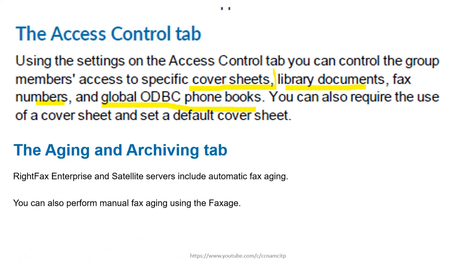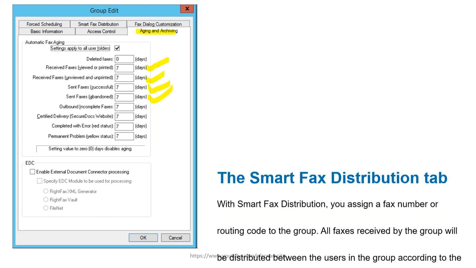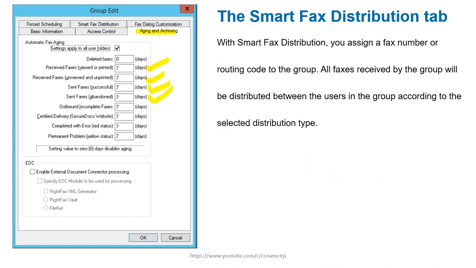I think you have understood this. RightFax enterprise and satellite servers include automatic fax aging. You can also perform manual fax aging using faxes. Okay guys, so like this you can configure parameters, you can make settings. Okay, you can do settings for aging and archiving. Next one is smart fax distribution tab.